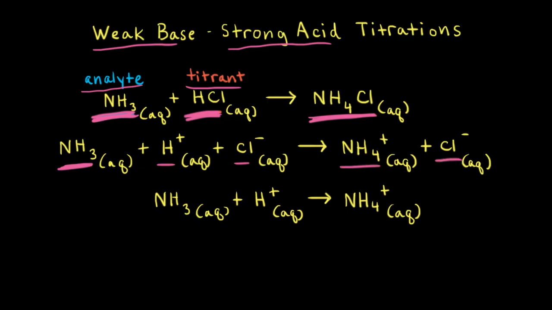To write the net ionic equation, we leave out spectator ions, and since we have chloride anions on the left side and on the right side, chloride anions are the spectator ions. Leaving those out, we get the net ionic equation, which is ammonia NH3 plus H+ goes to NH4+. So this is one way to write the net ionic equation for this weak base strong acid titration.